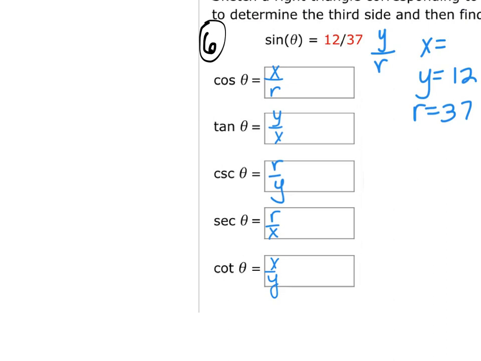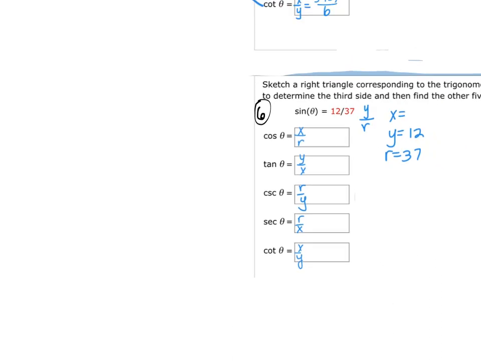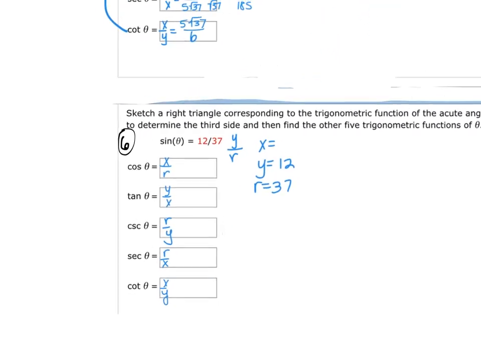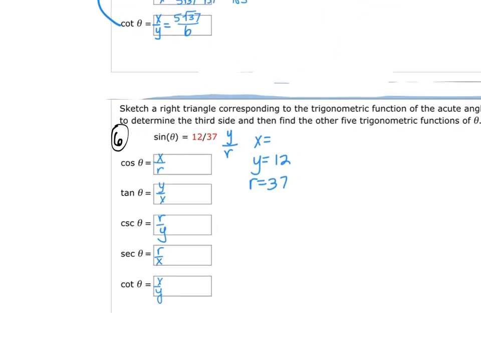X over Y. Okay, I'm not going to do that problem. It's the same thing that we just did above. Do the math. Plug it in. Exact value means I want what as an answer? Not the decimal. Not the decimal. I want a radical.